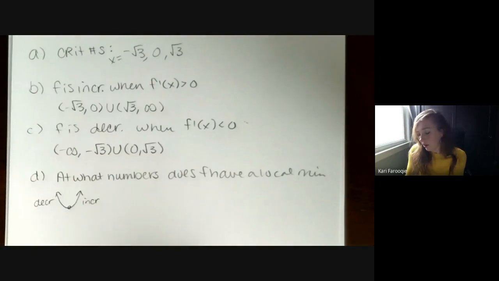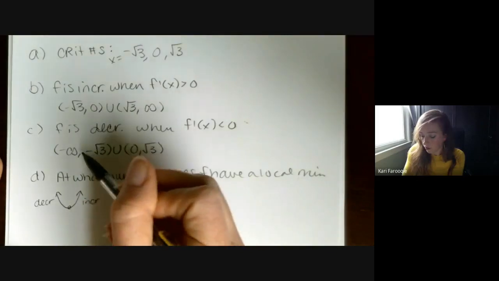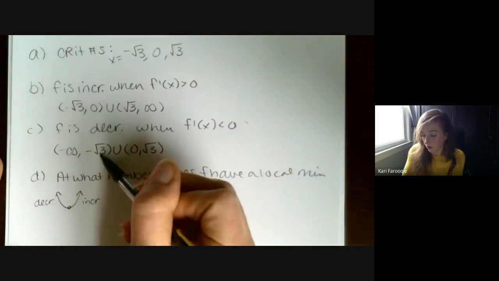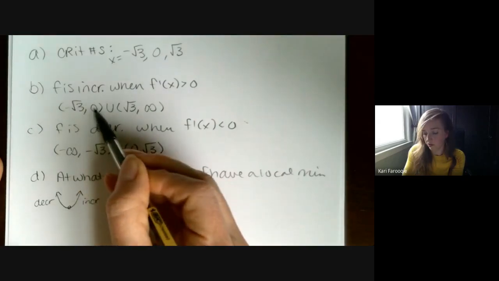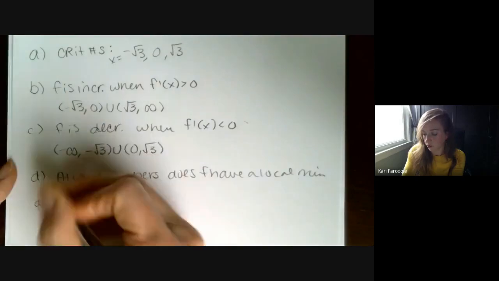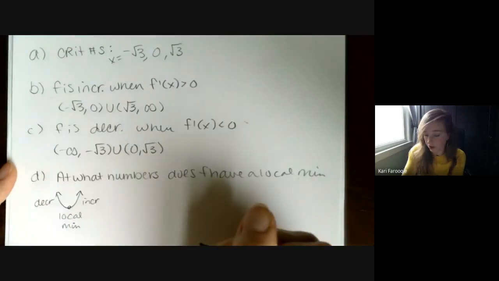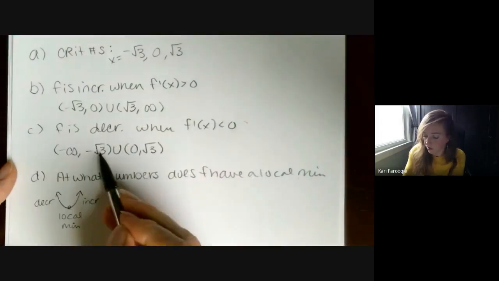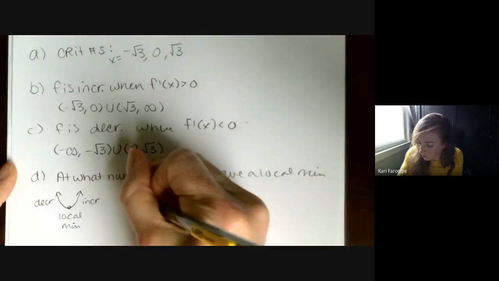And what I'm seeing there is that I was decreasing on the interval from negative infinity to negative square root 3, but then I started to increase from negative square root 3 to 0. So it must be the case that I have a local min at that critical number. So I went from decreasing to increasing at the square root of 3.